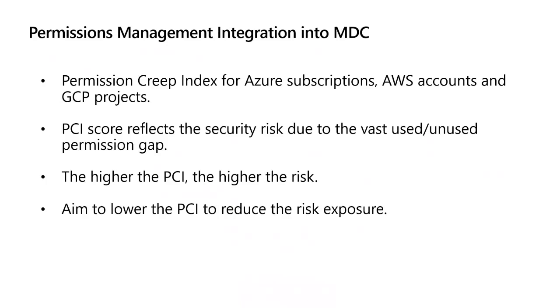The permission creep index is generated for Azure subscriptions, AWS accounts, and GCP projects and will be presented within MDC. PCI reflects the security risk due to the vast gap between unused and used permissions. The higher the PCI, the higher the risk. So the customers always aim to lower the PCI to reduce the risk exposure, right? So you can reduce the PCI by removing the unused high-risk permission assignments.